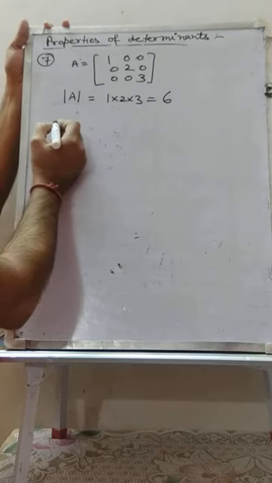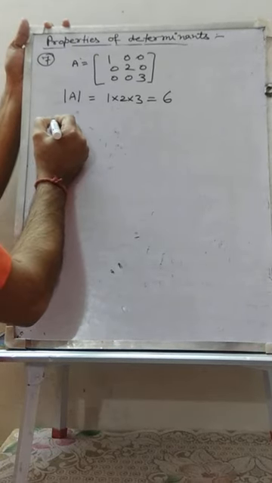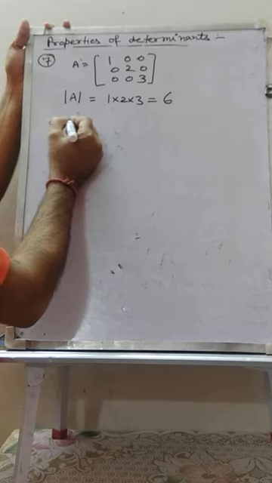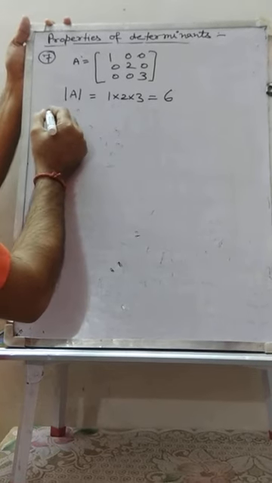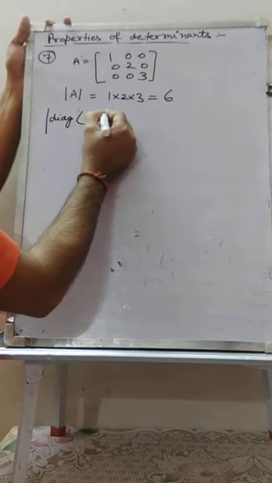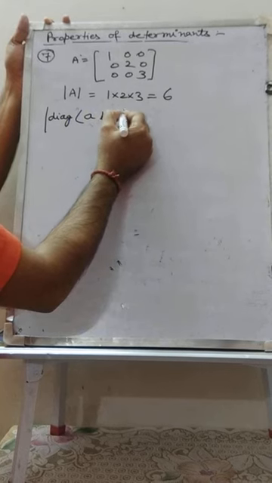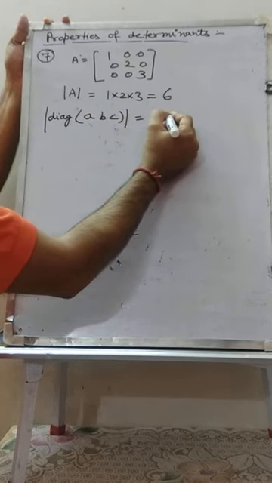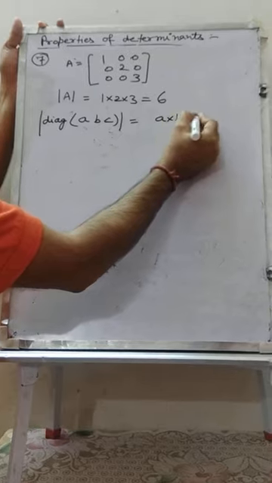So what is the property? The property is that the determinant of diagonal matrix A, B, C is equal to A into B into C.